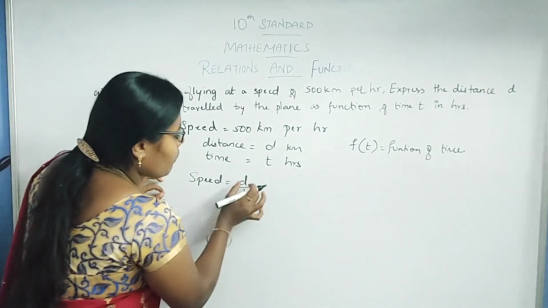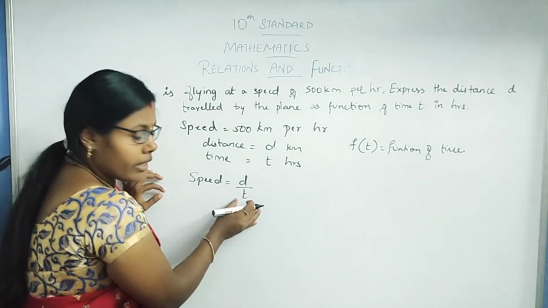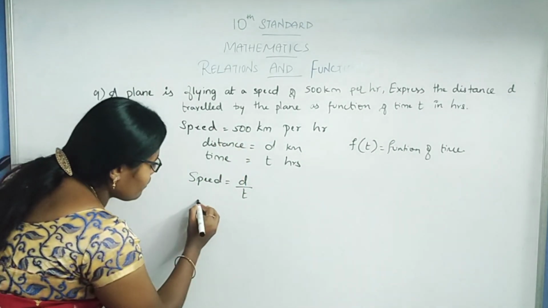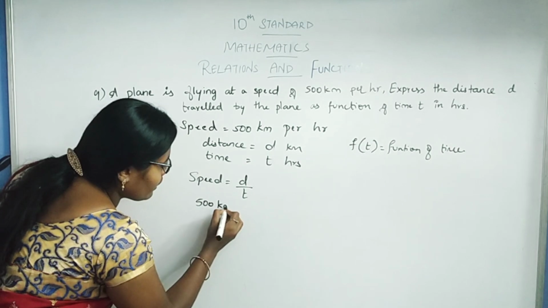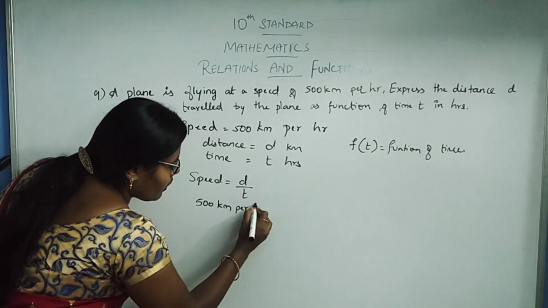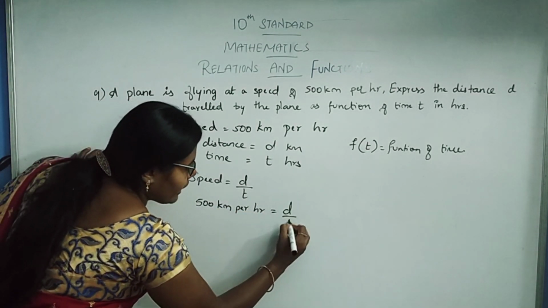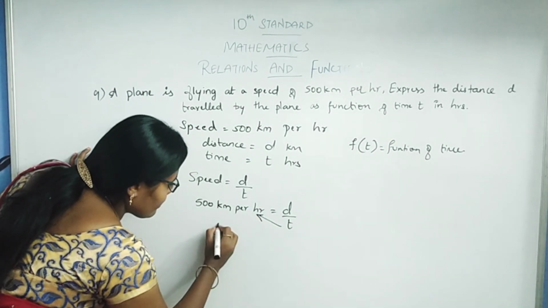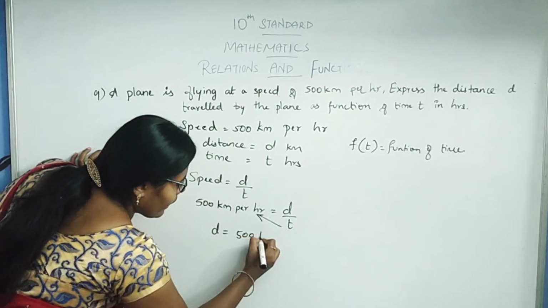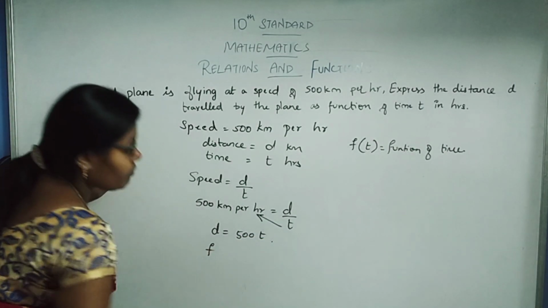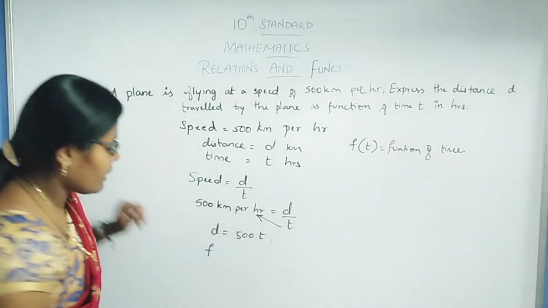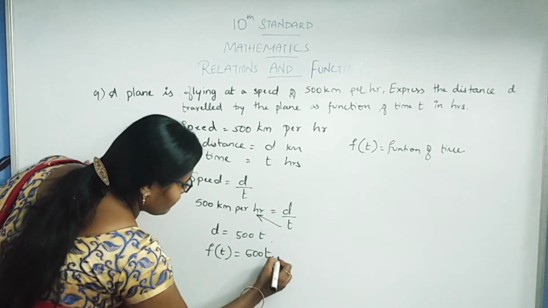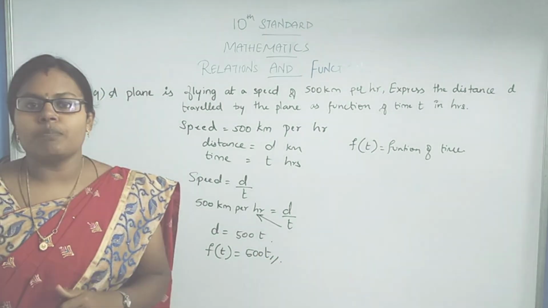So here they didn't give any distance and they didn't give any time. So they have given speed. So what is speed? 500 kilometer per hour is equal to d divided by t. Okay. So just shift this t this side, so distance is equal to 500t. So what is your distance? That is 500t. So f of t is equal to 500t. So this will be your answer.